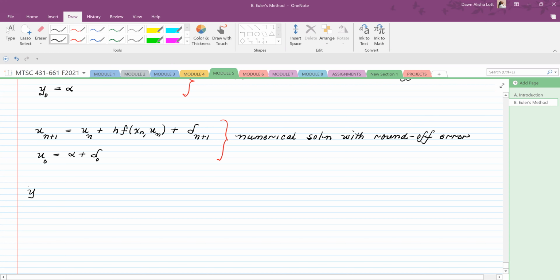So we get y bar n plus 1 is equal to y bar n plus h f at x n, y bar n, plus h squared over 2 y double prime at some c n. Just as before, that's the exact solution.